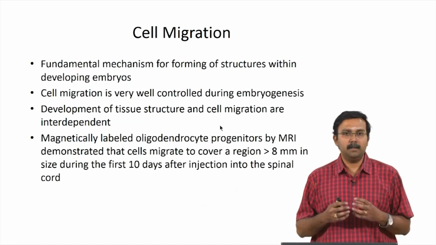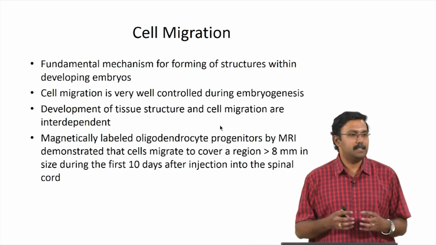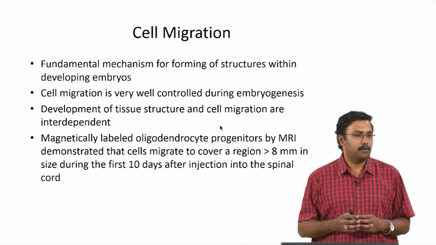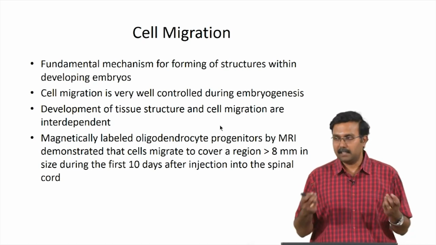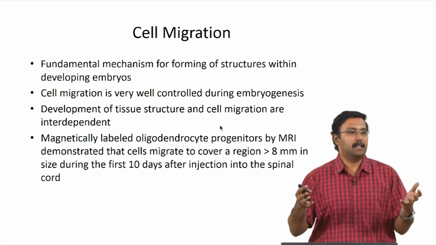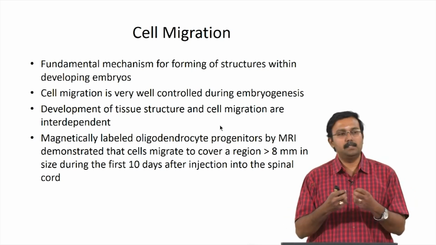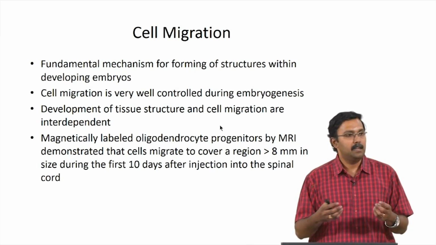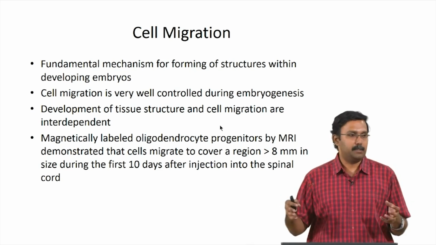So, the fundamental mechanism for forming structures within an embryo is cell migration, right. So, think about it, you only have one cell to start with, it starts dividing. If the cells just keep dividing, you would just have a blob of cells, right. You are not going to get defined shapes. So, what is going to happen is these cells are going to produce matrices and they are going to migrate to form different tissues, right.